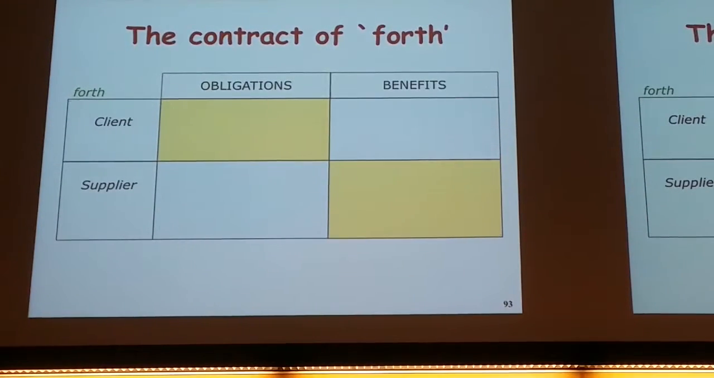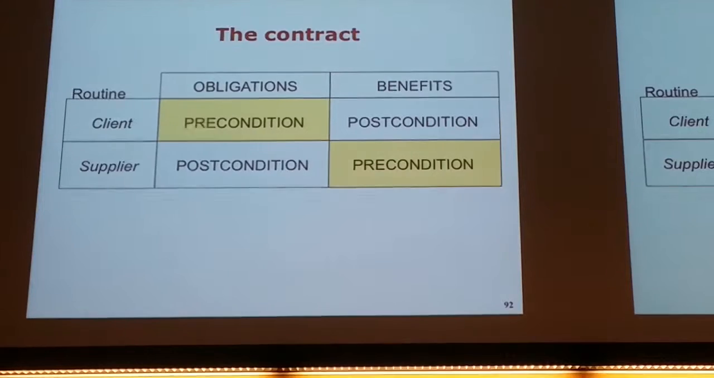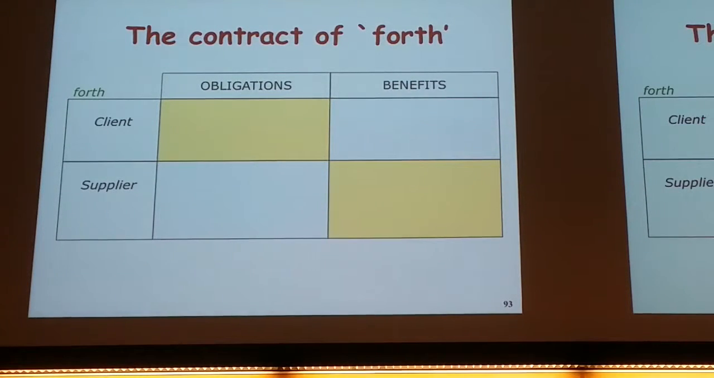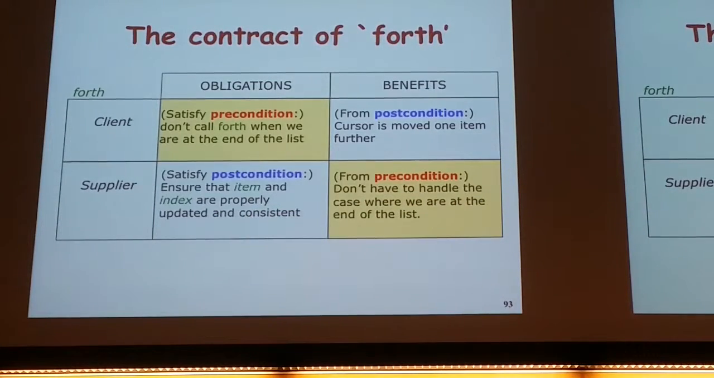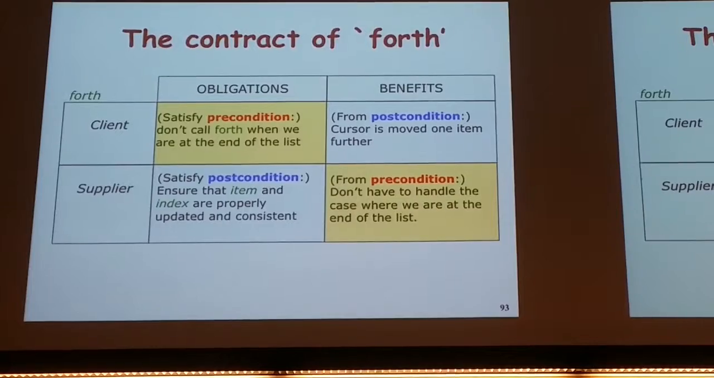Okay, so this is actually one example to instantiate that table to say for the contracts of moving the cursor position one step further. So for example, you can see that for the clients, they have to make sure before they call the forth, they don't reach that position in the list. They are not at the end of the list. And the post condition is their benefit. So if they satisfy that precondition, they can make sure the cursor is properly moved. And the same for the supplier. You can just read it yourself.